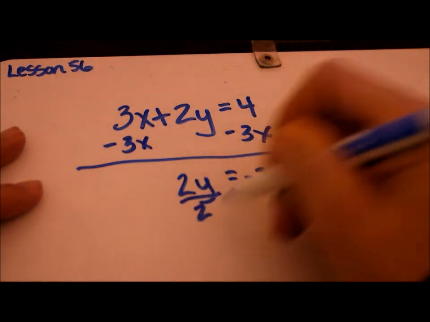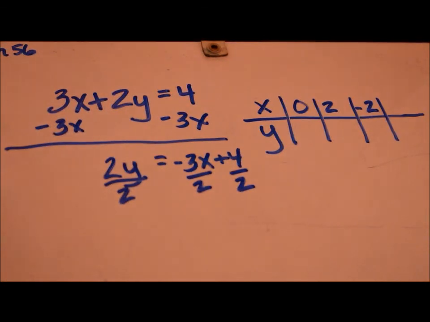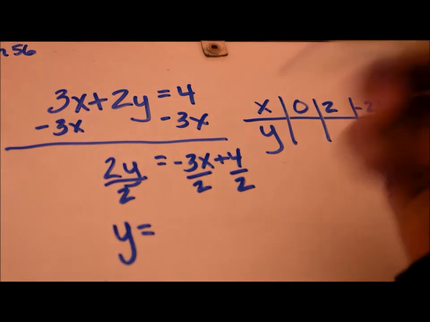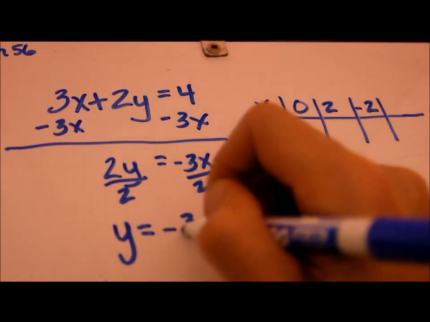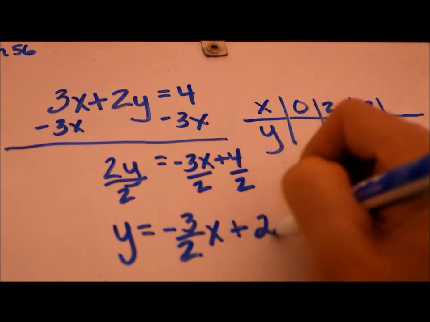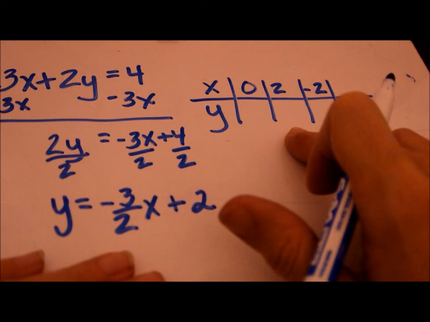We've got to divide by 2. We have to divide everybody by 2. Don't forget that. All right, so when we do that, that reduces to just y. That reduces to -3/2 x, and that reduces to 2. Okay, so now we've got this equation, and we're going to use this chart.